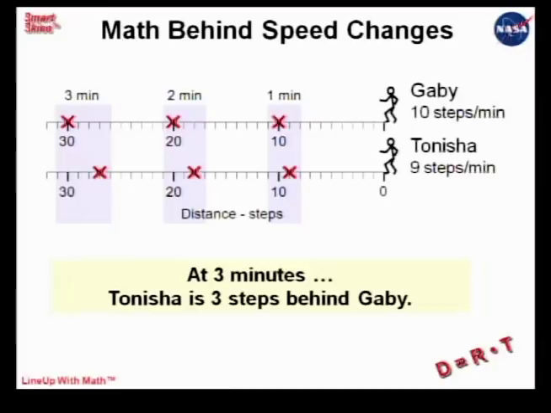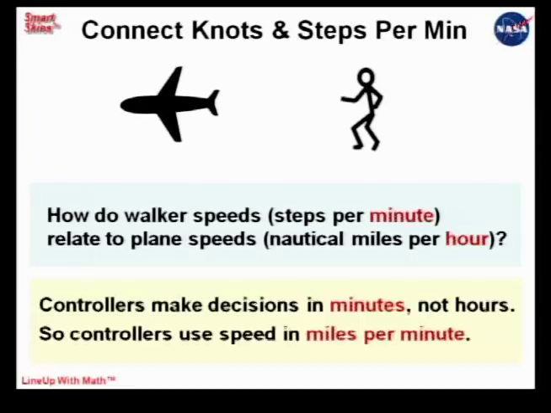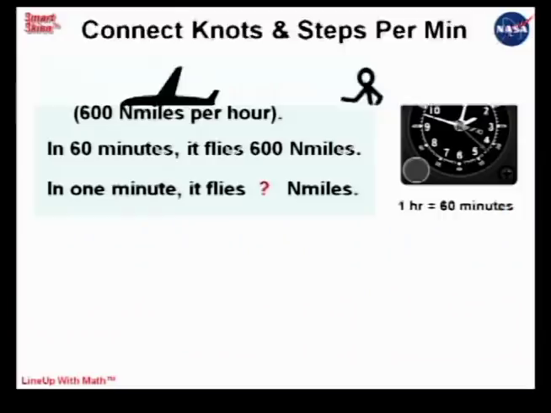Now you may be wondering, what does this have to do with planes that are flying at 600 knots? Well, let's remember that controllers make decisions in minutes, not in hours. So instead of thinking of a plane's speed in knots or nautical miles per hour, they think about the speed in nautical miles per minute. Let's see what that looks like for the planes that we've been working with.